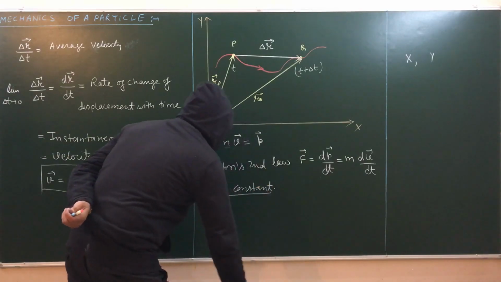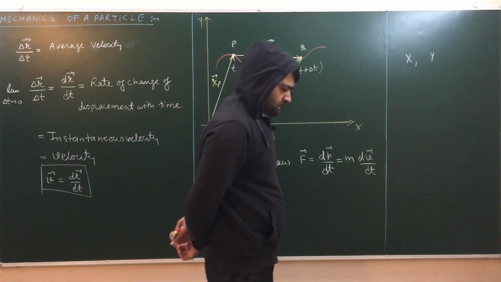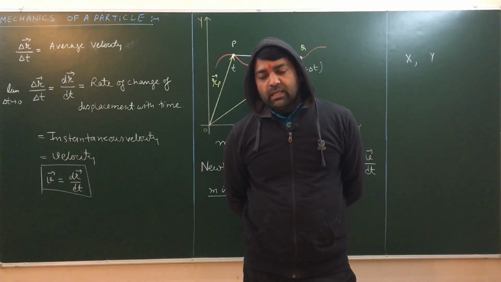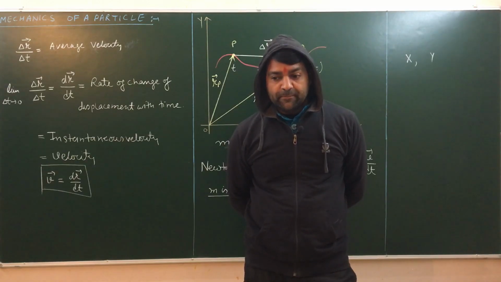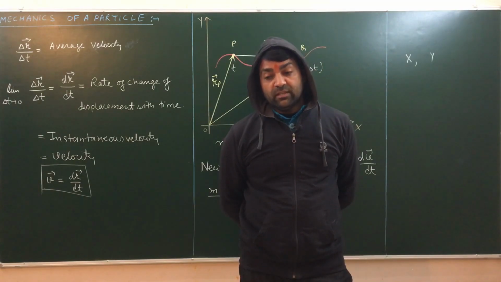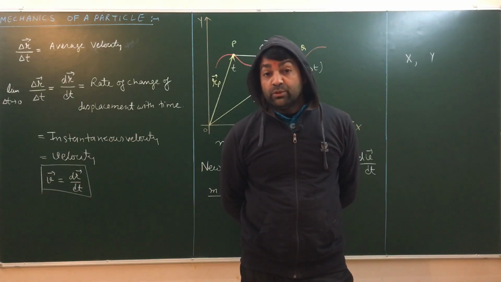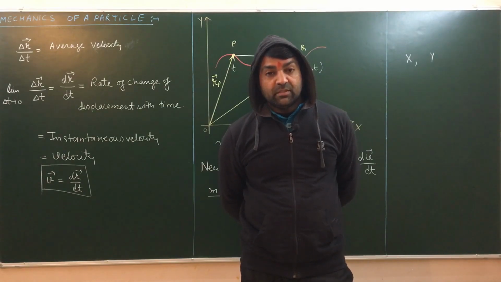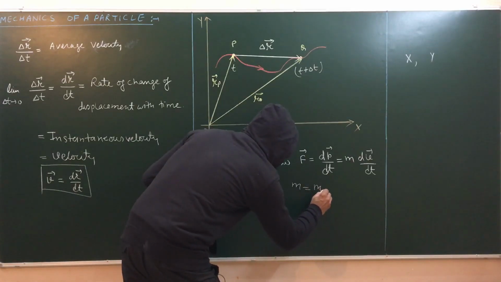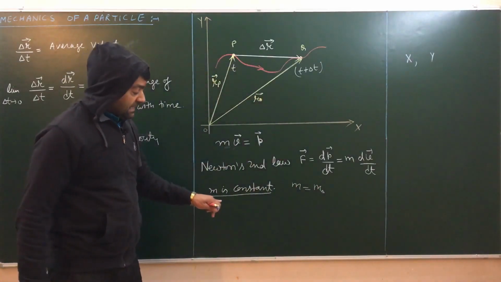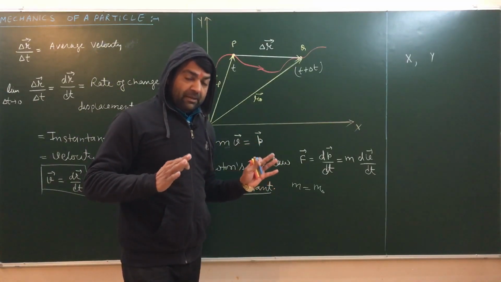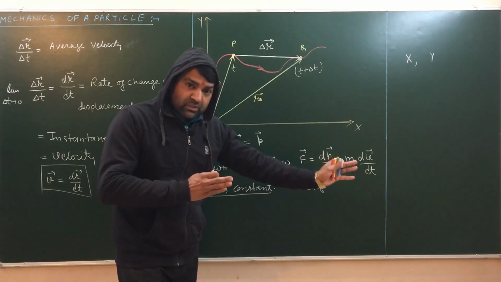Again, dear student, m is constant. A very simple line, but not so simple. Here m is constant means m is not changing with the velocity. Otherwise we would actually be sneaking into the theory of relativity, where m would be m naught. Here m is constant, but in general m can vary during the course of motion.